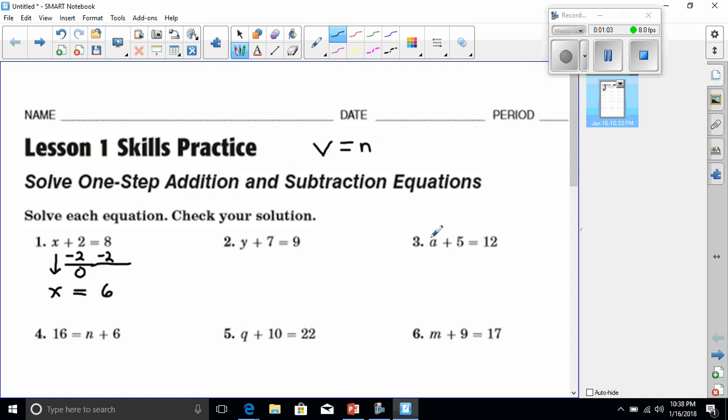All right, on number 3, once again, we've got the variable with a number. We need to get the number out of there, so I'm going to introduce it to its inverse. I'm dealing with positive 5 here, so I will go ahead and combine it with negative 5. Of course, if I do that to this side, I have to do it to the other side. Now I've got 12 minus 5, and that's going to give me 7. Now that this is 0, I can just bring the a down and the equal sign, and we see that a equals 7.